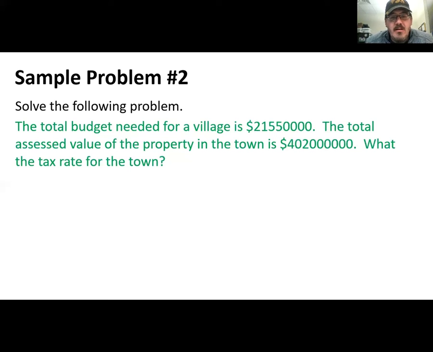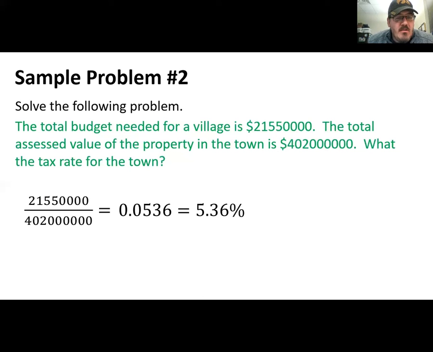For this particular town, it's $402 million in assessed value. Once you have those two values, basically what you do to calculate them is you divide. You take the budgeted amount, how much they need to generate, and you divide that by the assessed value, and that's going to tell you what the tax rate is.